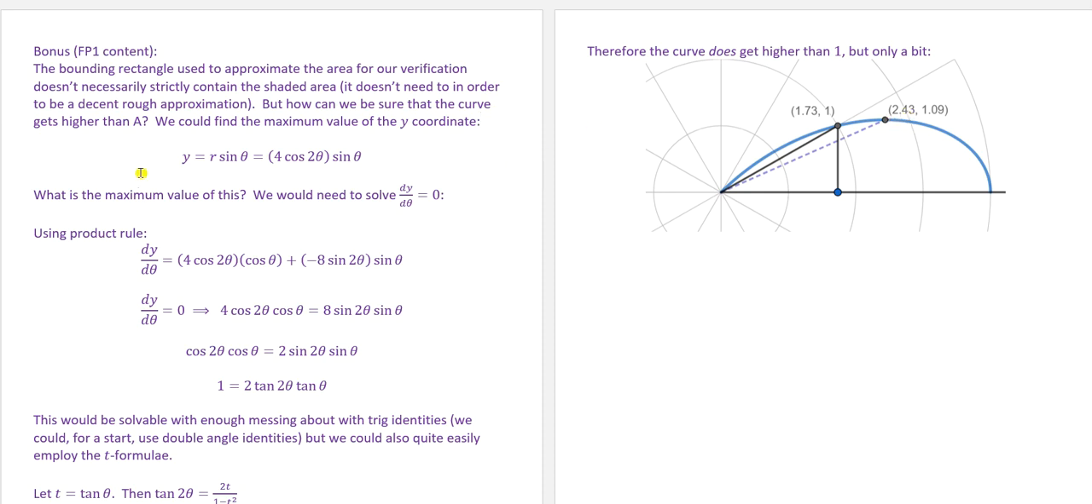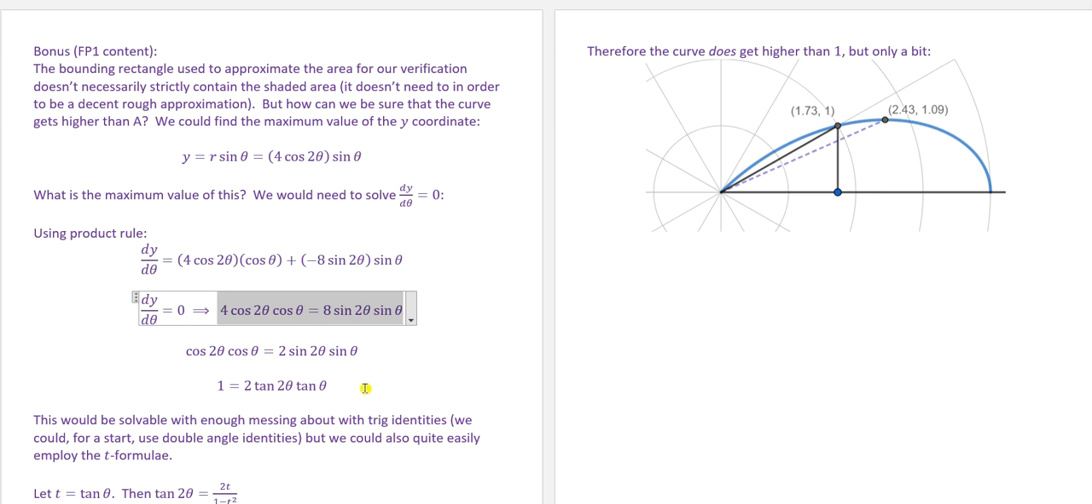I want the maximum value of y, which is r sine theta. But r is 4 cos 2 theta, so I'm trying to find the maximum value of this. And this trig combination, a cos multiplied by a sine, but with a 2 theta and a theta, a little bit messy. So I need some product rule. I apply product rule and I get this, an even messier bit of trig. But since I only care about the maximum value, I'm going to set that equal to 0, which is equivalent when we rearrange to this.